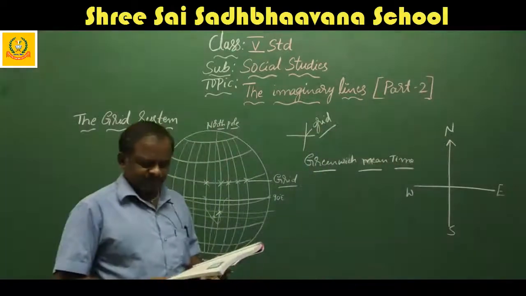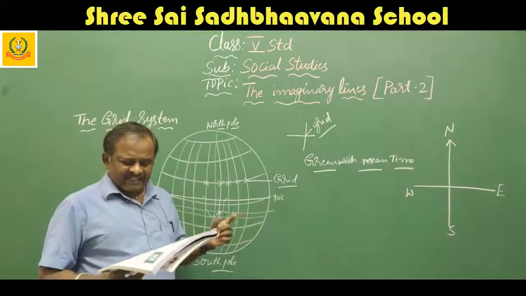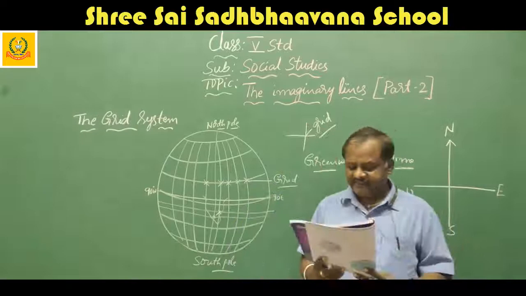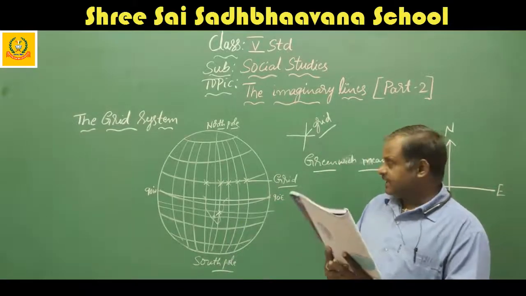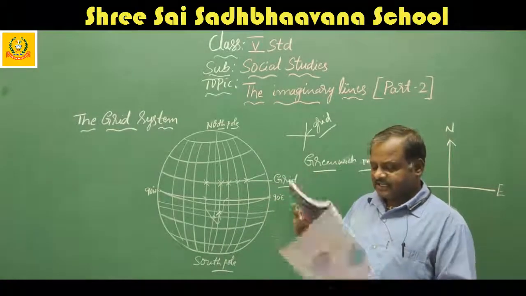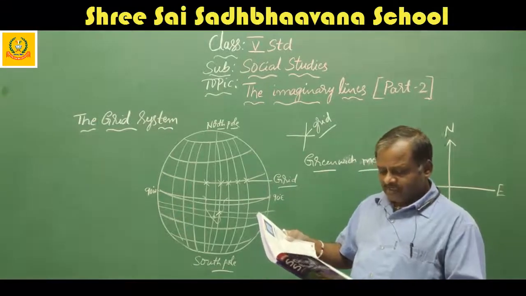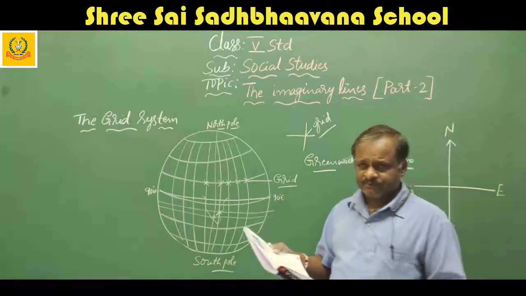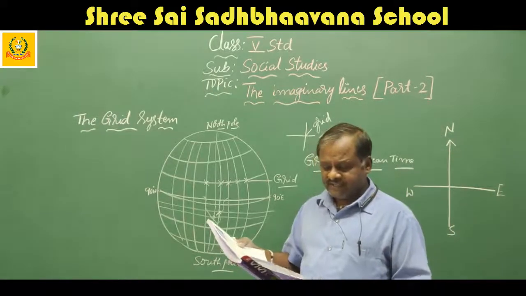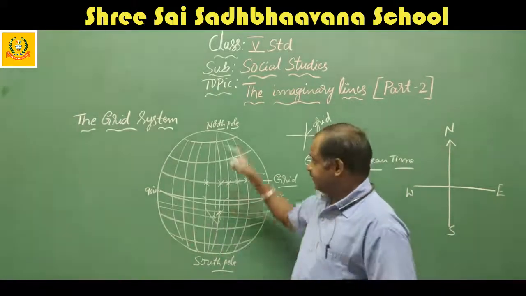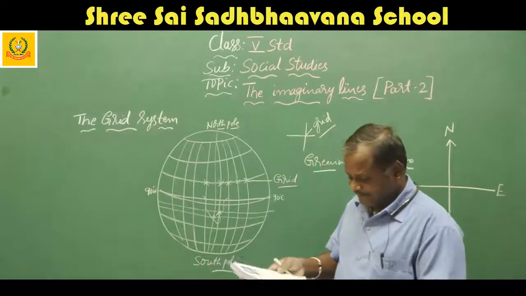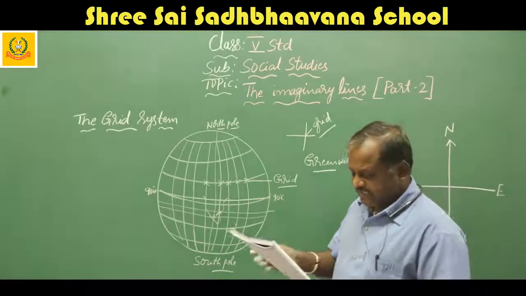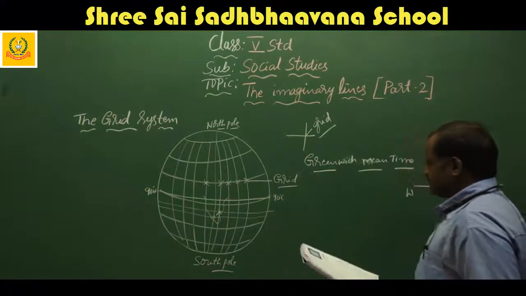Greenwich is the place. First, I will explain this paragraph. The countries to the east of the prime meridian will face the sun first. You know very well what the prime meridian is. The prime meridian means the 0 degree longitude. The countries to the east of the prime meridian, that means to the east of the meridian.